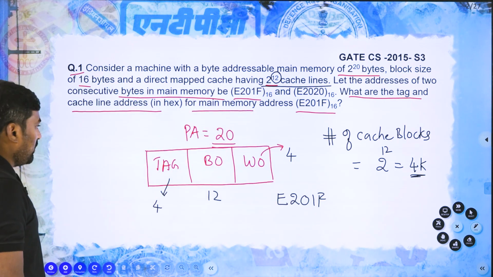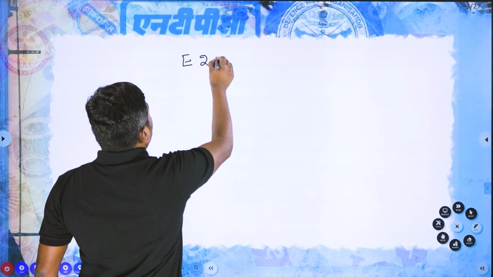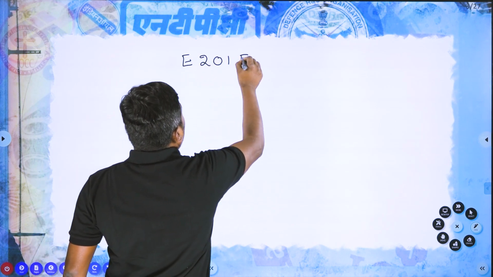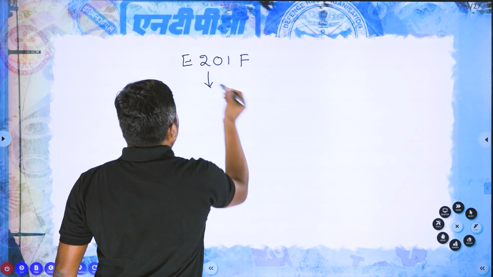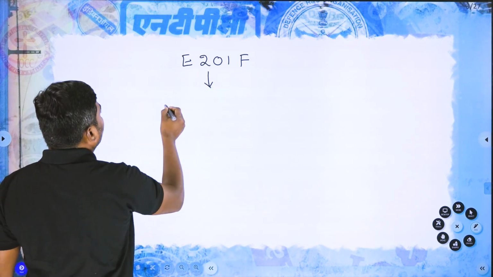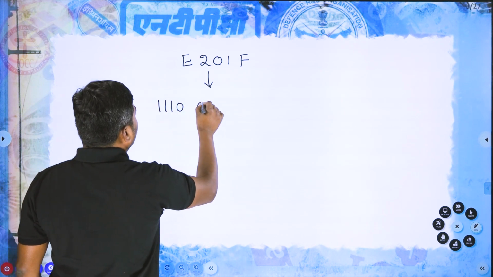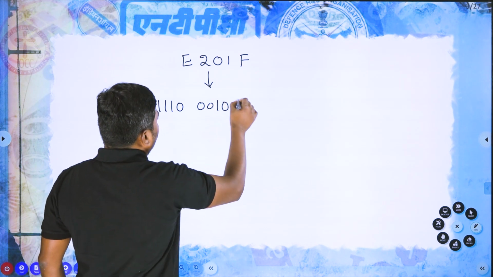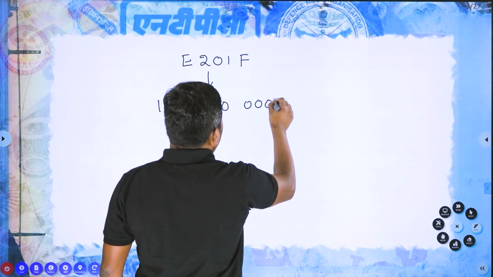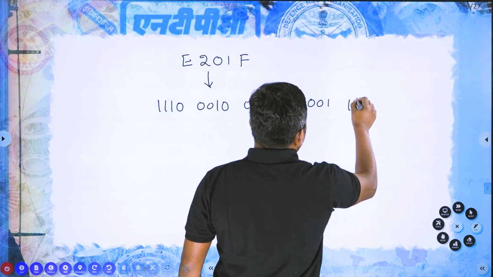Let me write properly. E201F. So try to write the hexadecimal pattern. Each digit you have to represent in 4 bits. E is 1110, 2 is 0010, 0 means 4 zeros, 1 is nothing but 0001, and F is nothing but all ones.